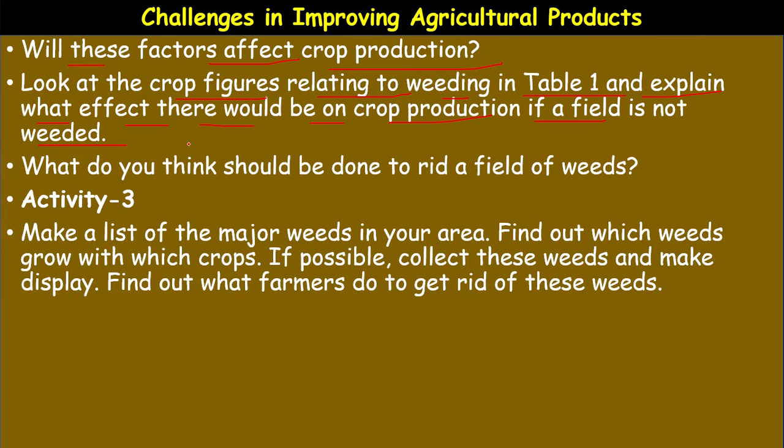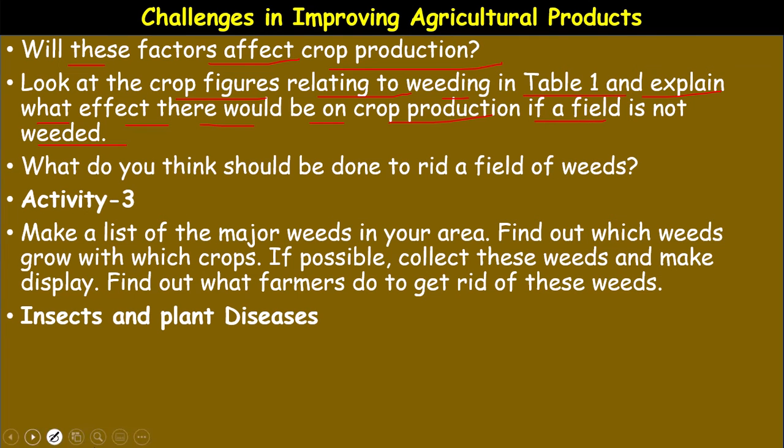So, there is one activity here: make a list of major weeds in your area. Okay, you have to go for a field survey and find out which weeds grow with which type of crops. Then if possible collect these weeds and make a display. Okay, find out what farmers do. So, you interact with the farmer, you interview the farmer about how they remove the weeds. Find out what farmers do to get rid of these weeds.